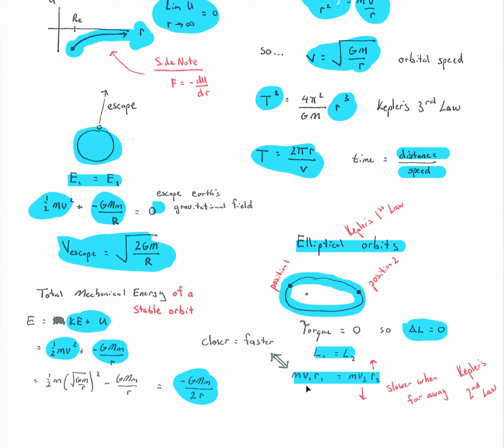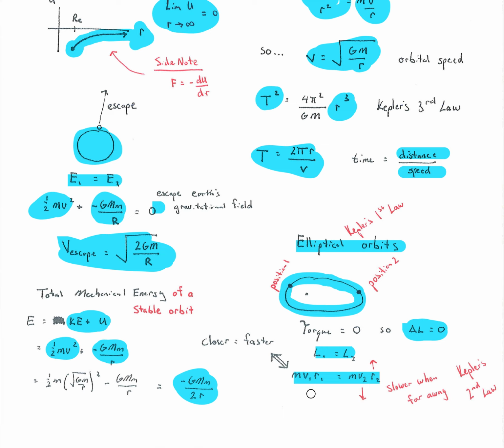which means you can write this statement. At position 1, it's got m v1 r1. At position 2, it's got m v2 r2, and those quantities have to be equal. And what it really means is when you're further away, you're moving slower. If you're closer, you're moving faster.